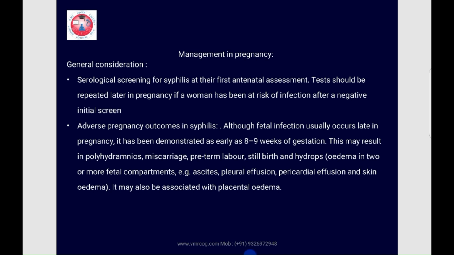Now management in pregnancy, general considerations are serological screening for syphilis at the first antenatal assessment. The test should be repeated later in pregnancy if a woman has been at risk of infection after a negative initial screen. Adverse pregnancy outcomes in syphilis: although fetal infection usually occurs late in pregnancy, it has been demonstrated as early as 8 to 9 weeks of gestation. This may result in polyhydramnios, miscarriage, preterm labor, stillbirth, and hydrops. Edema in 2 or more fetal compartments, that is ascites, pleural effusion, pericardial effusion, and skin edema, can be there. It may also be associated with placental edema.